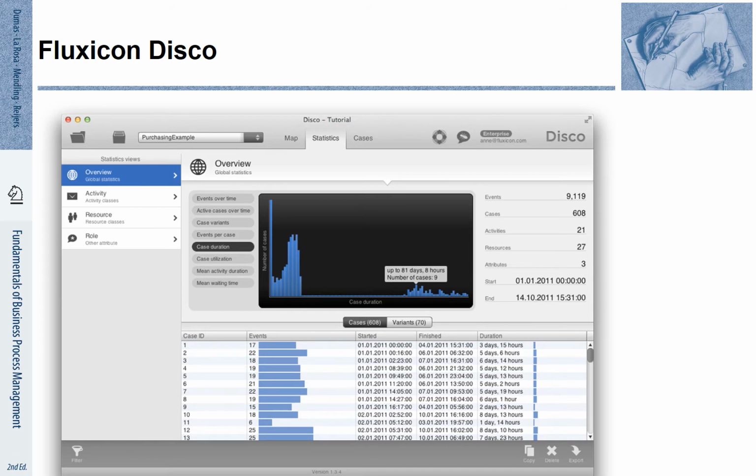Another very popular tool is Fluxicon Disco. In Disco, you load an event log and you get an overview of it by means of different statistics, as you can see here. What is plotted is the case duration and the number of cases that fall into a certain range. For each of the cases, we can inspect when they started and finished and how long they took.